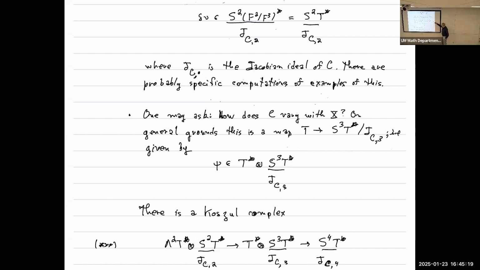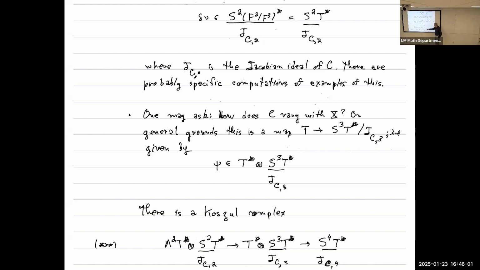An interesting question that I've not seen discussed, it may be in the literature, I don't know, is how does the cubic vary with the Calabi-Yau? So the variation of the cubic is a map from the tangent space to cubic polynomials. You have to factor out the Jacobian ideal to make it well defined. So that's how you measure the variation of the Yukawa cubic. Or if you like, it's some object in this tensor product.